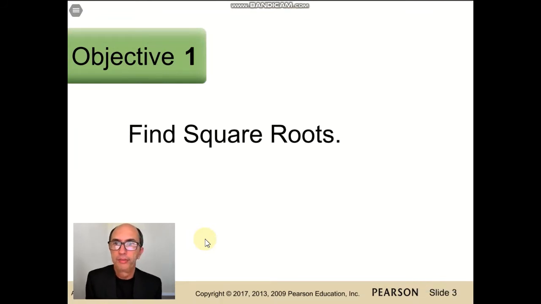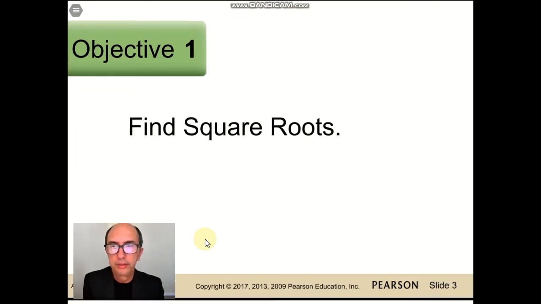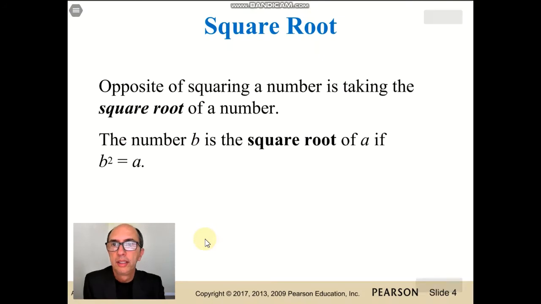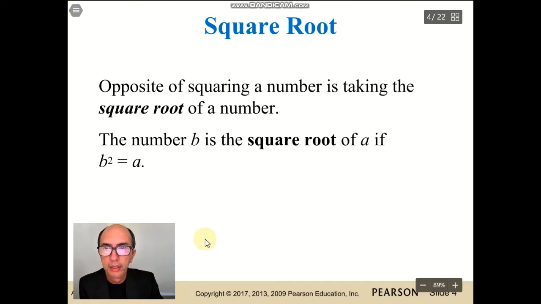First objective, find square roots. The opposite of squaring a number is taking the square root of a number. The number b is the square root of a if b squared equals a. And that means if b squared equals a, the square root of a equals b.